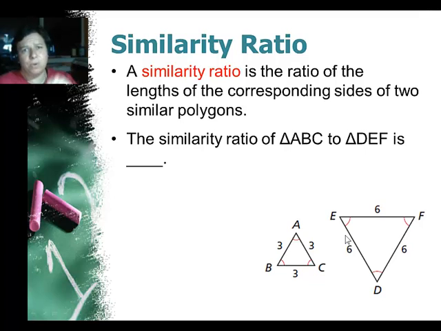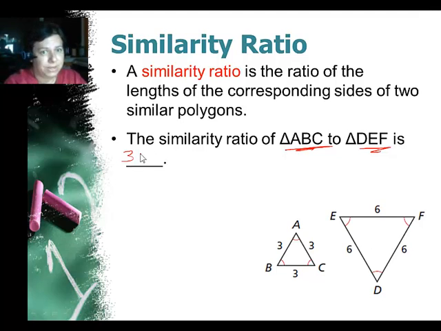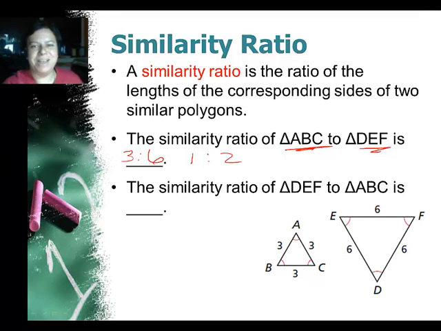Basically, you just take the corresponding side of the very first polygon mentioned, in this case a triangle, to the second one. And the first one here is 3. And the second one has the side of 6, which simplifies to 1 to 2. Then you can also write a similarity ratio the other way, DEF to ABC. So now I'll have 6 to 3 or 2 to 1 if you simplify it.